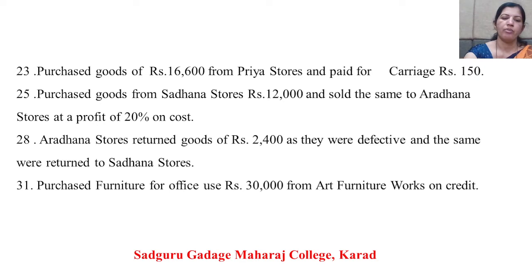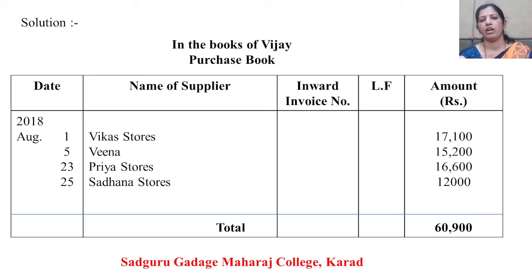See the question. Now, first of all, we prepare the necessary accounts. First, we require the purchase book. See the specimen of purchase book. First, the title: in the books of Vijay. First is purchase book. For purchase book, we require 5 columns: date, name of supplier, inward invoice number, LF, amount. And the basic rule, as we discussed in our previous lecture: purchase book records only credit purchases of goods. Remember, only credit purchases of goods.